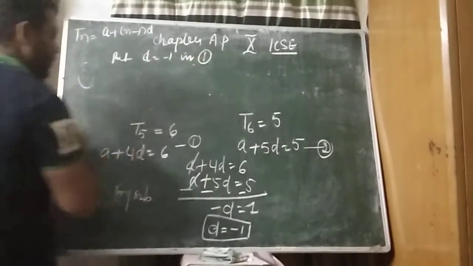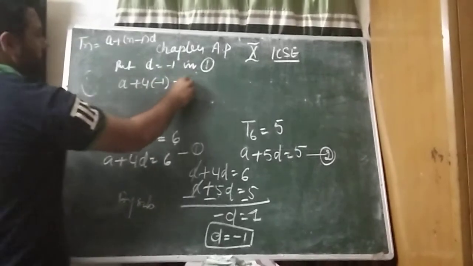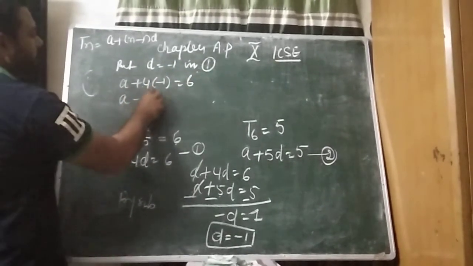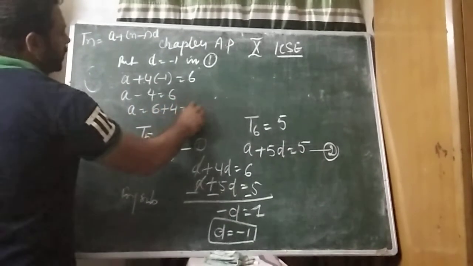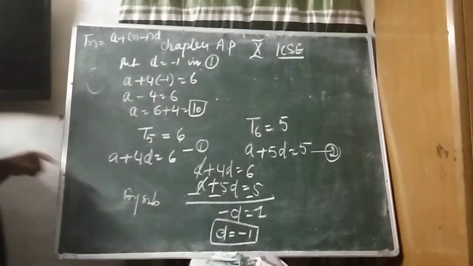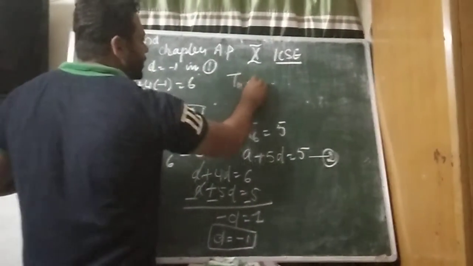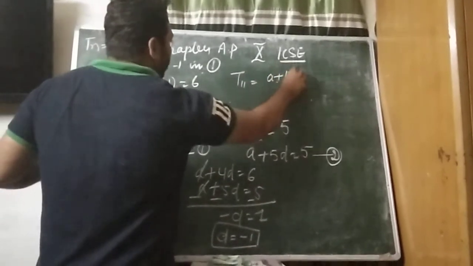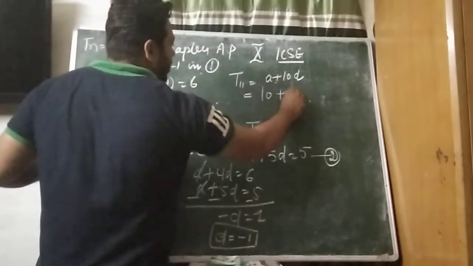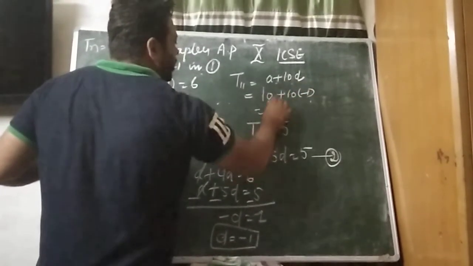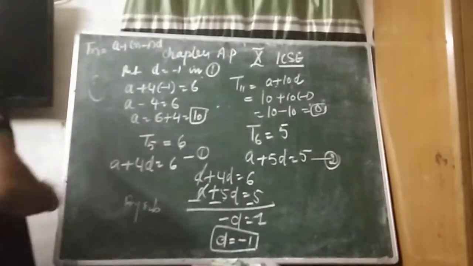Put d equal to minus 1 in the first equation. You can put it in the second equation also. In the first equation, the value of d is minus 1, so a minus 4 equal to 6, a equal to 6 plus 4 equal to 10. So here we get the values of a and d. Now they ask to find the 11th term. So the 11th term is a plus 10d. What is the value of a? 10. What is the value of d? Minus 1. So 10 minus 10 equal to 0. So like this we get the 11th term.